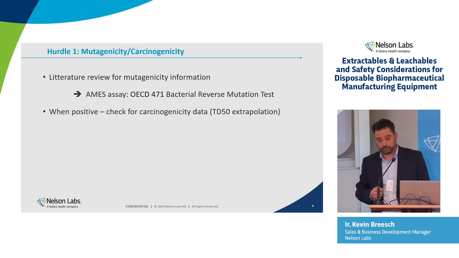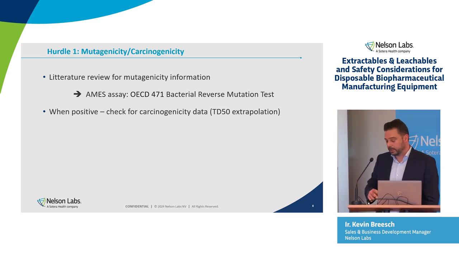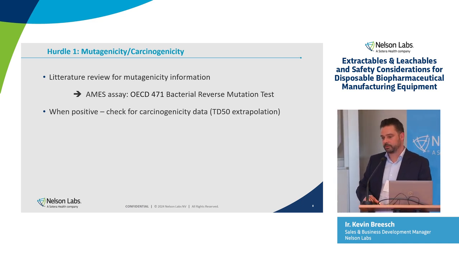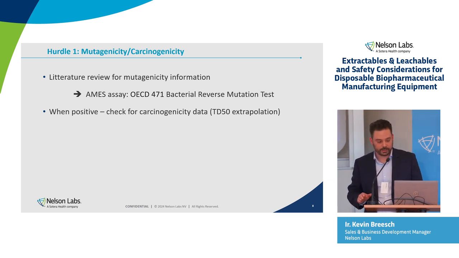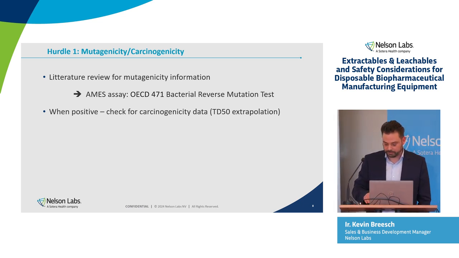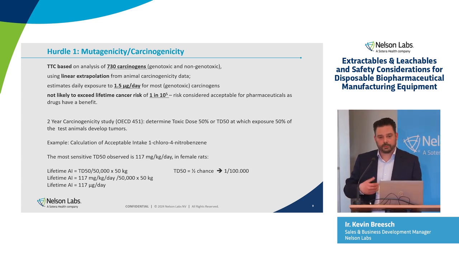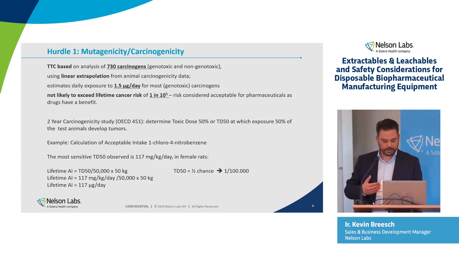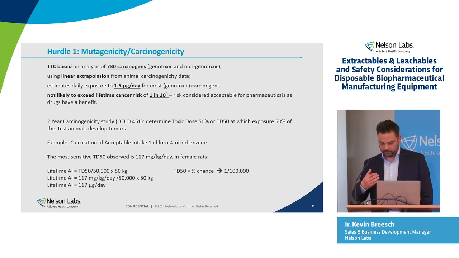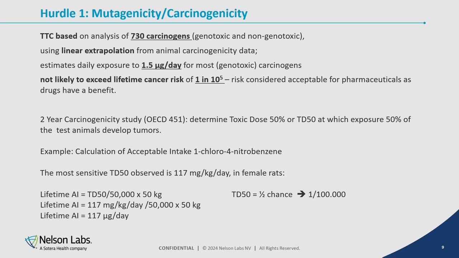So when it's positive for mutagenicity, then the likelihood is higher that you can also find carcinogenicity data. This is the TD50 you would be looking for. So that's the output, the endpoint, of a carcinogenicity study. It's a 2-year study typically in rats, where you define the dose upon which 50% of the test animals develop tumors. That exposure in milligram per kilogram is the data you want to have.